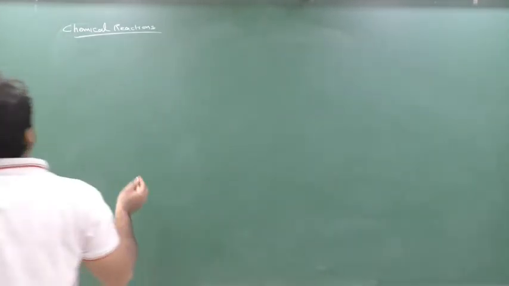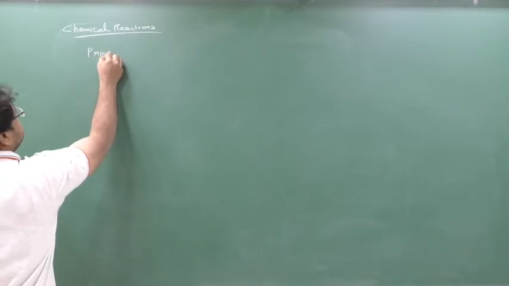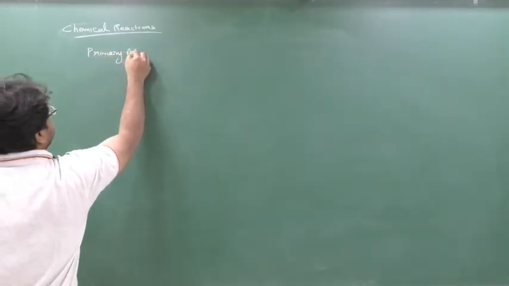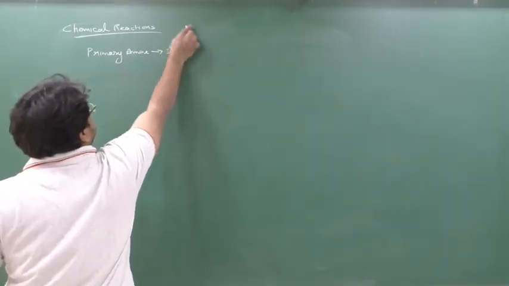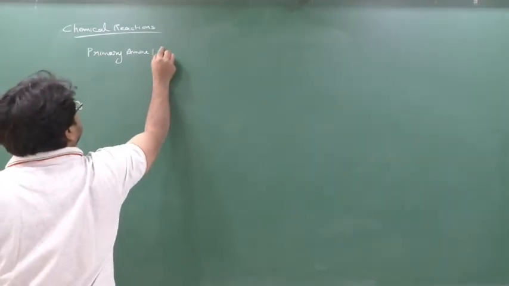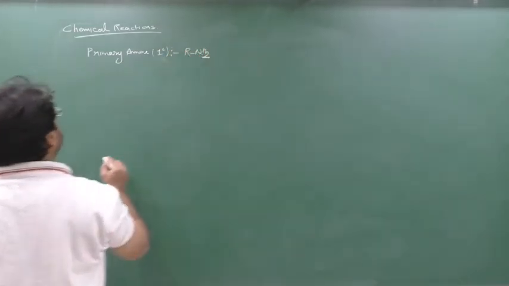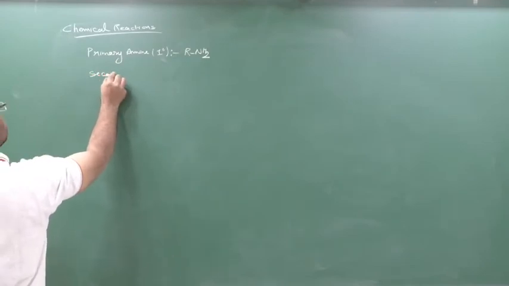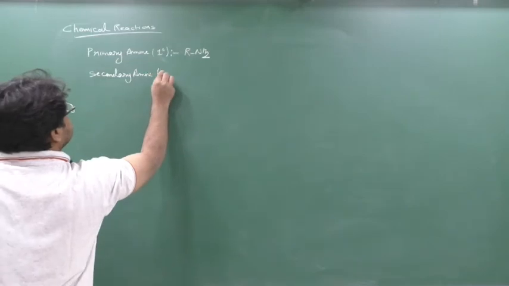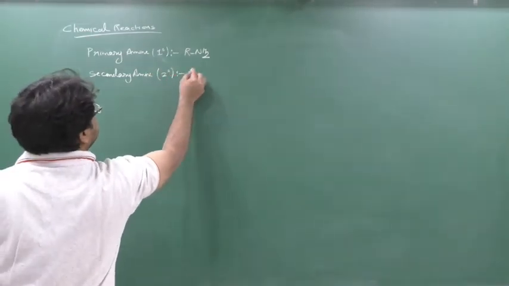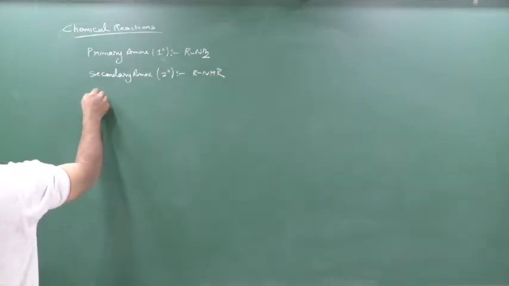We know that we have three kinds of amines. First is primary amine, that is we can say 1 degree amine, the formula is RNH2. Clear? Then we have secondary amine, that is 2 degree, RNHR. And third we have tertiary amine.